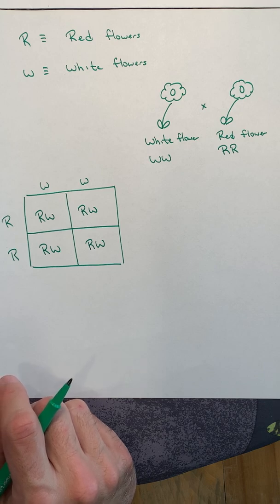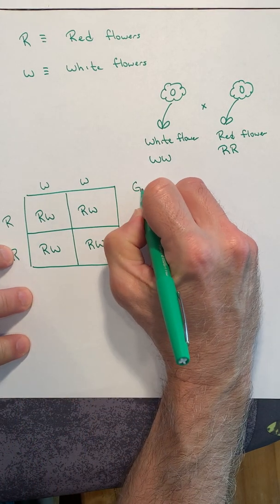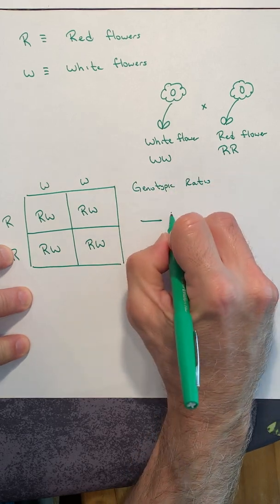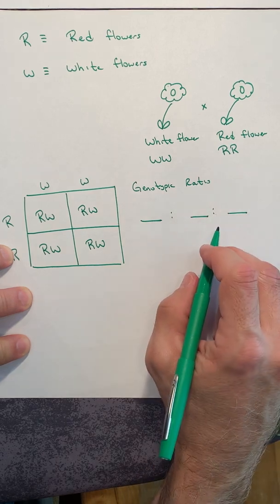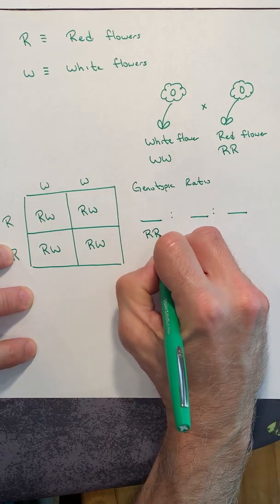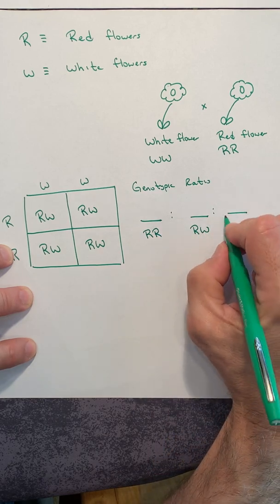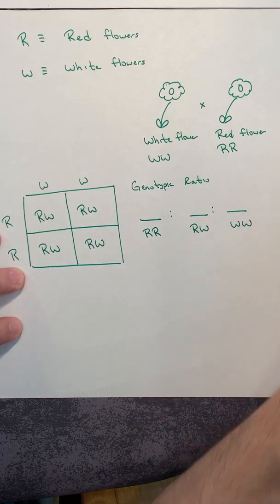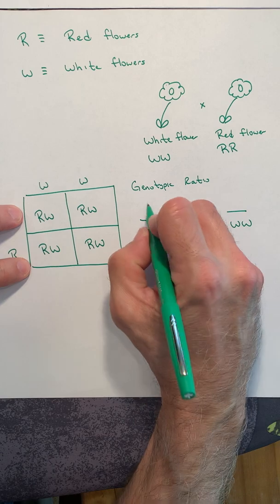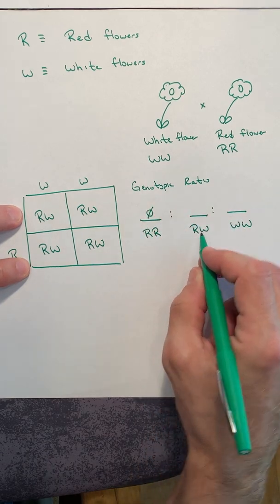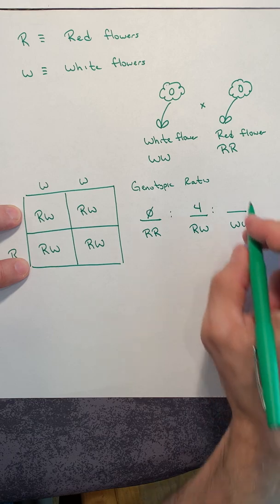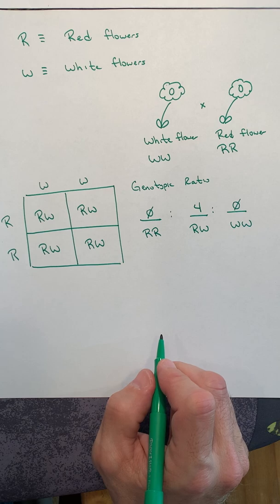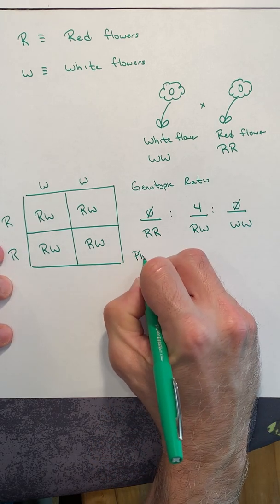So, the problem asks for your genotypic and phenotypic ratios. Genotypic ratio, of which there are 3. You always list them alphabetically. Big R, big R, big R, big W, big W, alphabetically. All right, so how many of the big R, big R do we have? 0. Big R, big W, 4. Big W, big W, 0. So then our phenotypic ratio.